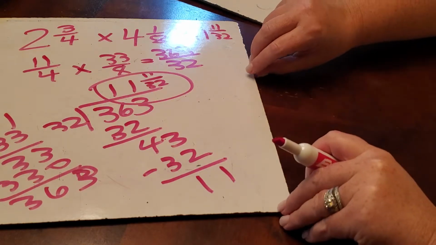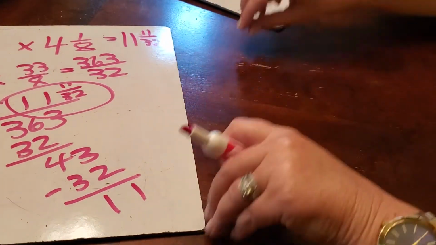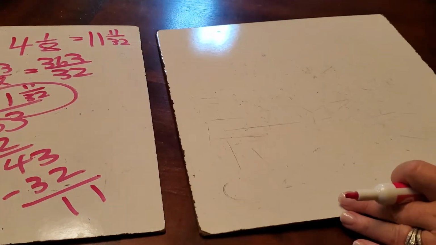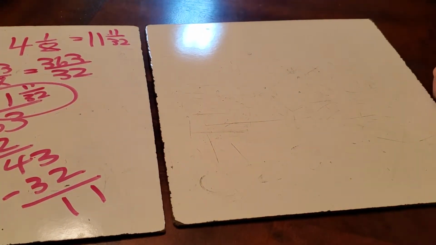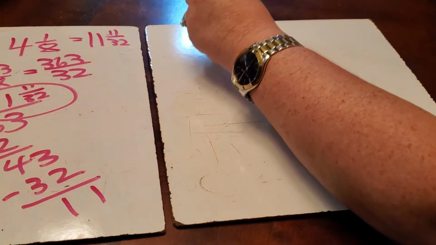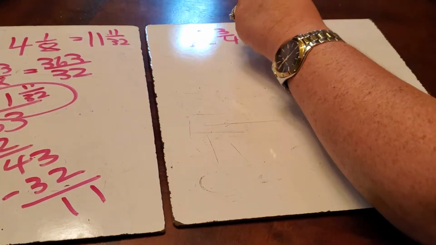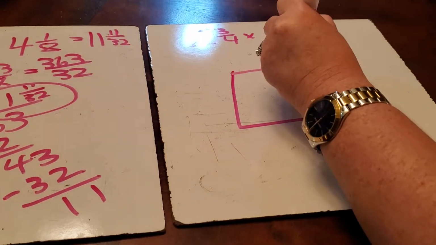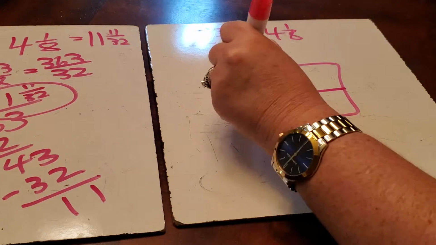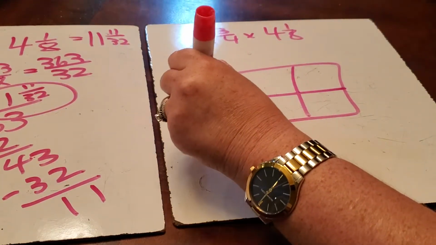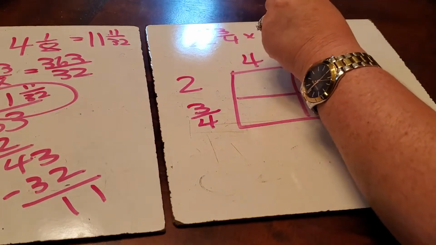So how can we, and I hope I can keep all of this in the frame, but I'm going to try, how can we work that same problem, extending some previous understanding of multiplication? So what if I take my 2 3/4 and my 4 1/8, and I use that area model that I got really good at in fourth grade, and I just decompose the fractions, because hello, fractions are numbers too.